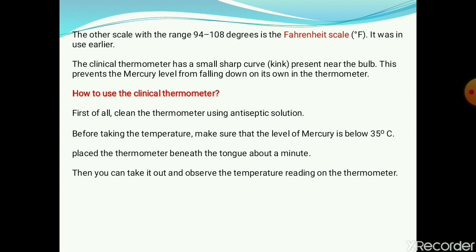How to use the clinical thermometer? First of all, clean the thermometer using an antiseptic solution. Before taking the temperature, make sure that the level of mercury is below 35 degrees Celsius. Place the thermometer beneath the tongue for about a minute. Then you can take it out and observe the temperature reading on the thermometer.